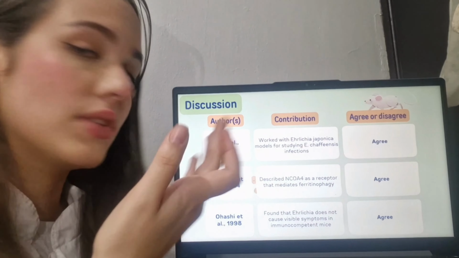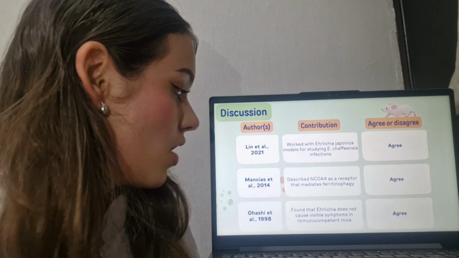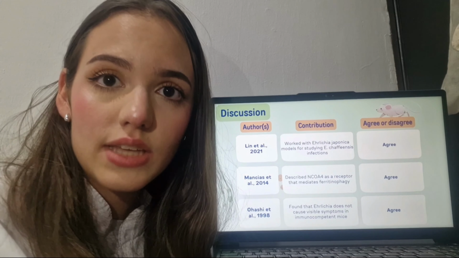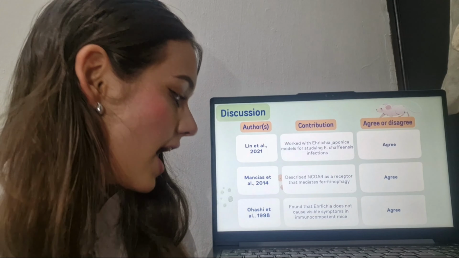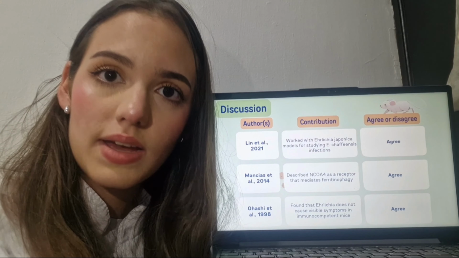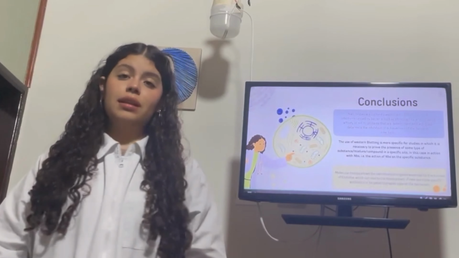First, we have Lina 2021, who worked with Ehrlichia japonica models for studying E. cafensis infection. We have Mencias et al. 2014, who described NCOA4 as a receptor that mediates ferritinophagy. And lastly, Ohashi et al. 1988 found that Ehrlichia doesn't cause visible symptoms in immunocompetent mice, so all of them agree with the study. Finally, the conclusions.